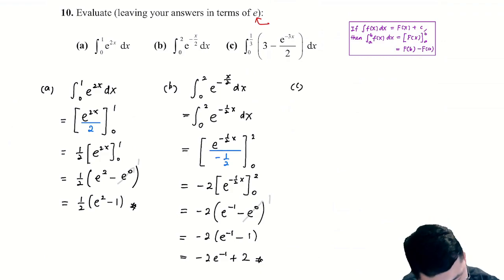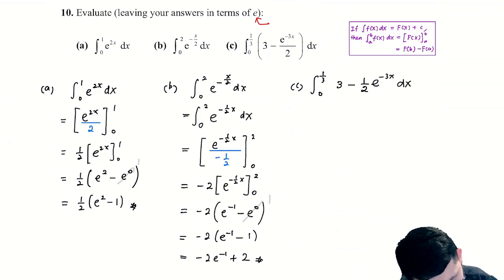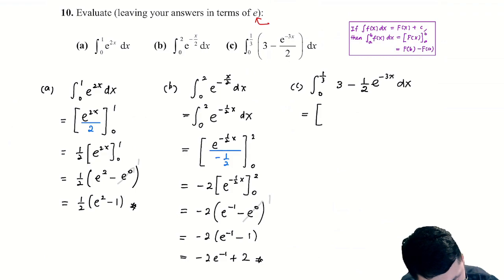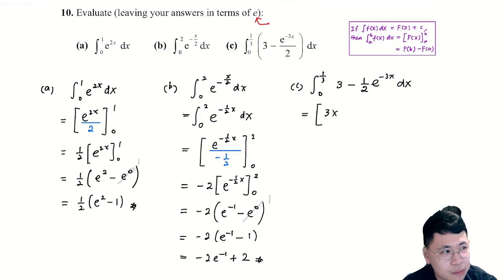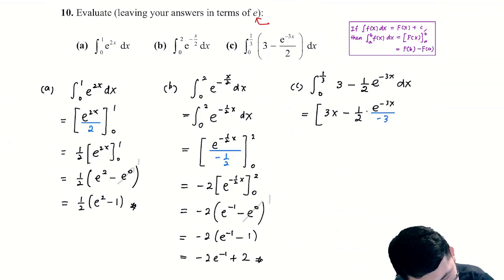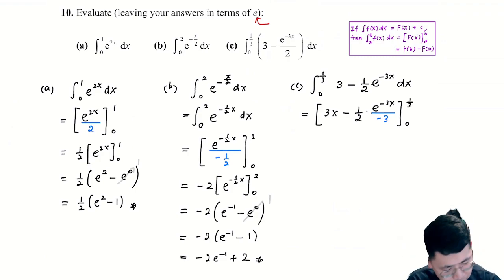Okay, last but not least, for part C, integrating from 0 to 1/3 of 3 minus half e to the power negative 3x. I'm going to rewrite it in a form easier for us to integrate. So integrating 3 gives power plus 1 over new power, so it becomes 3x. Then minus half e to the power negative 3x, but because of the reverse chain rule, divide by negative 3, like this. Then evaluate from 0 to 1/3.